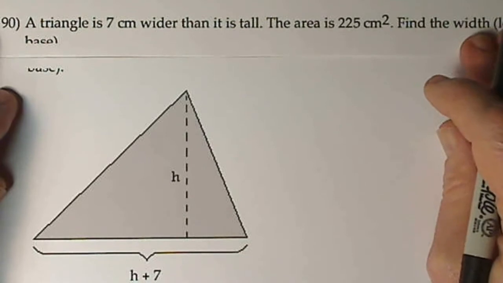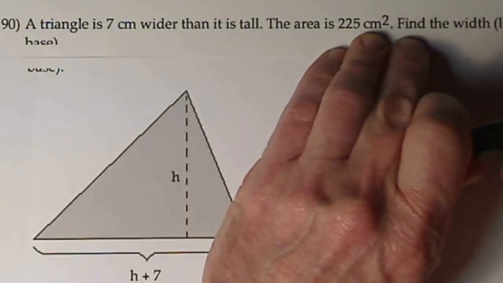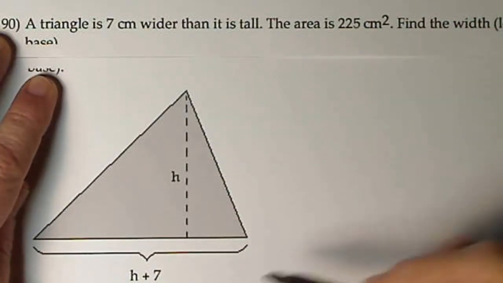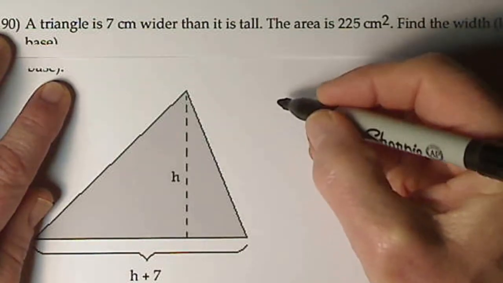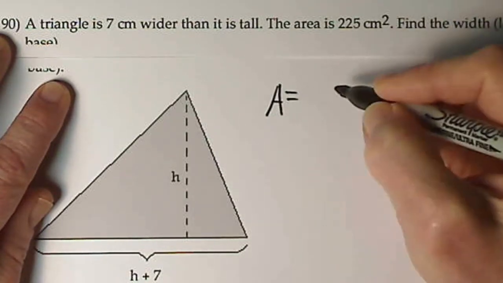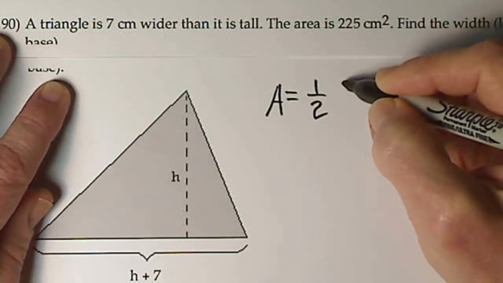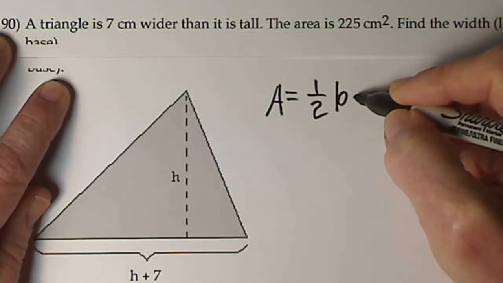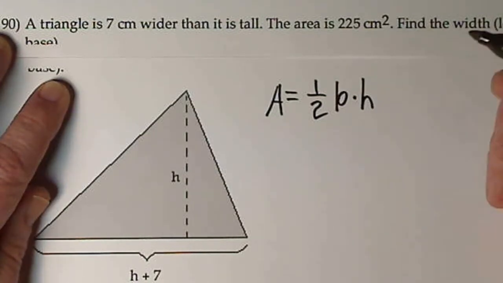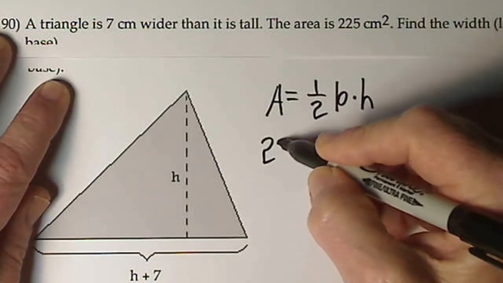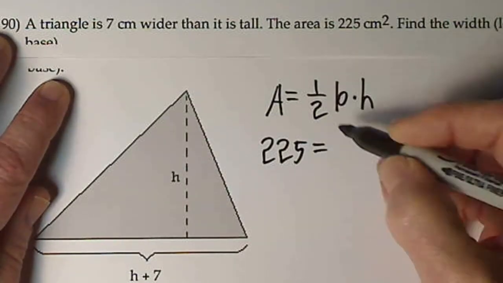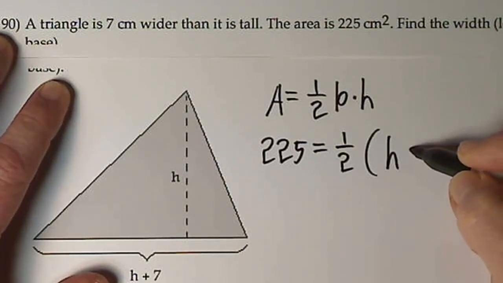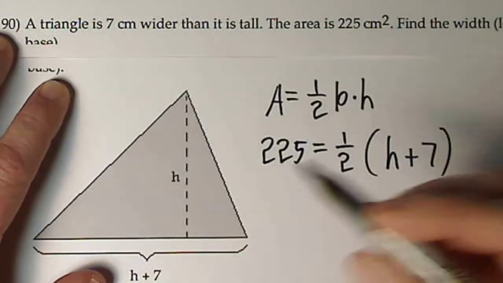All right, they give us the area is 225 square centimeters. And you remember the formula for area of a triangle? Area equals 1/2 base times height. Okay, they say the area is 225, and that's equal to 1/2 the base is h plus 7, and the height is h.